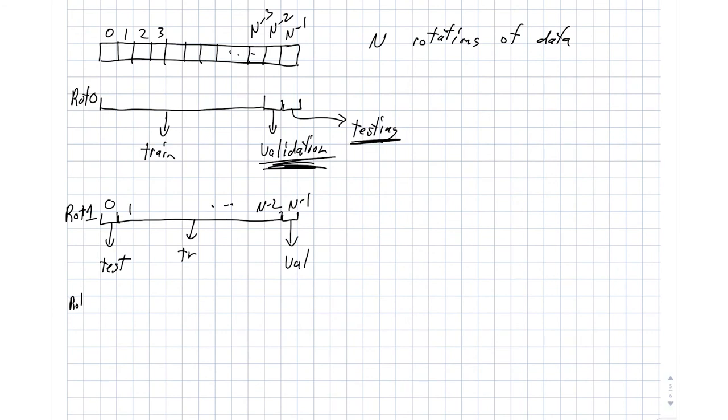So rotation 2, we're going to start training on fold 2. And we're going to use all the way to n minus 1. So 2 to n minus 1 here. And validation is here. And testing is in the one position. We can continue this rotation process a total of n times before we loop back onto ourselves.